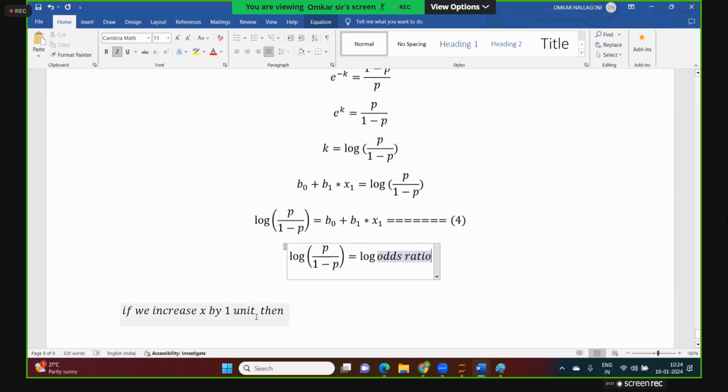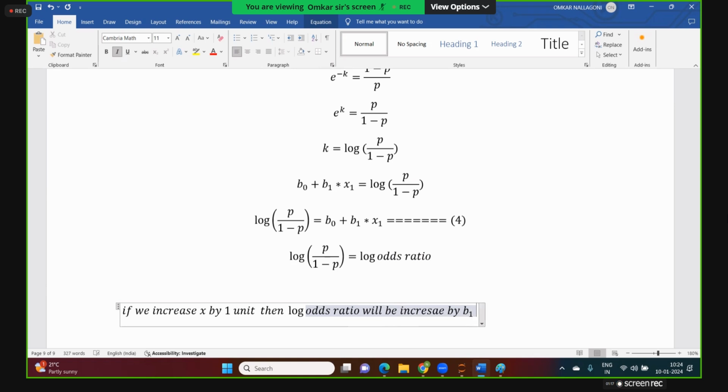So if we increase x by 1 unit, then the log odds ratio will be increased by beta 1 times. That is the interpretation in logistic regression. That's why the name is called what? Logistic regression. The log is there in the name, and here regression. That's why this name is called logistic regression.